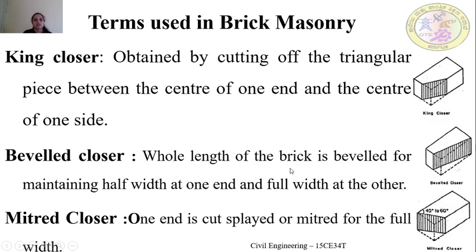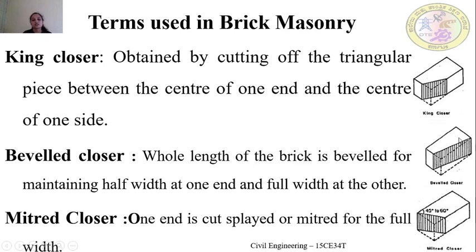So let's move on to the next term, that is beveled closure. So beveled closure means, just look into this picture. The whole length of the brick is beveled for maintaining half width at one end and full width at the other end. So beveled closure means at one side the width is not disturbed and the whole length of the brick is beveled for maintaining half width at one end and full width at the other end.